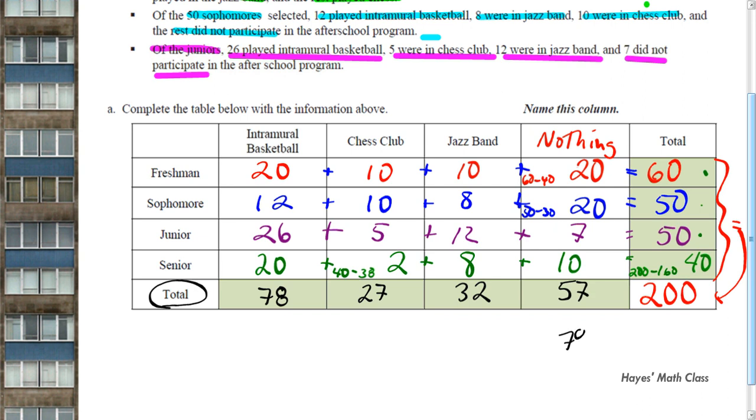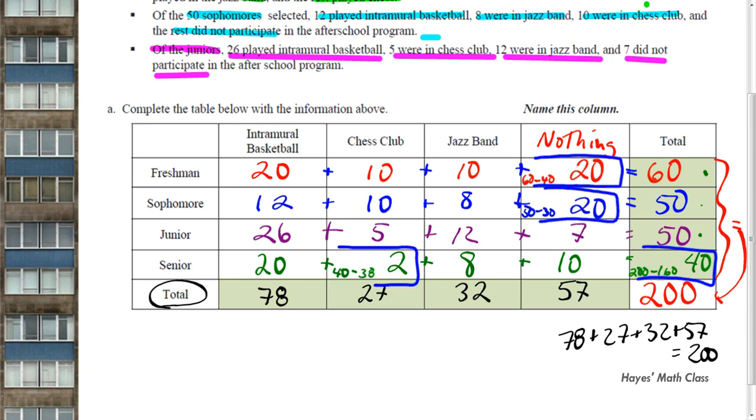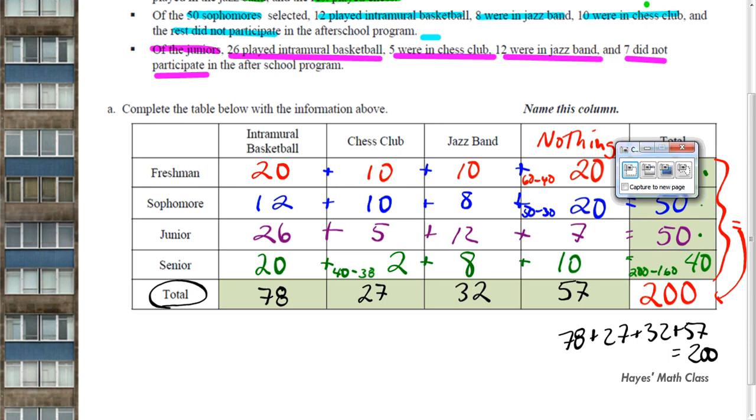Now check this. 78 plus 27 plus 32 plus 57 should equal 200. That is a good way to double check that you didn't make any mistakes. If it doesn't, you made a mistake. Go figure it out. And if you make a mistake, it's going to be in one of these places, the places where we did the calculations. Here, here, this one too, then we did here. So you're going to check one of those places to see if you made a mistake there. Okay? So let's use this information to double check.